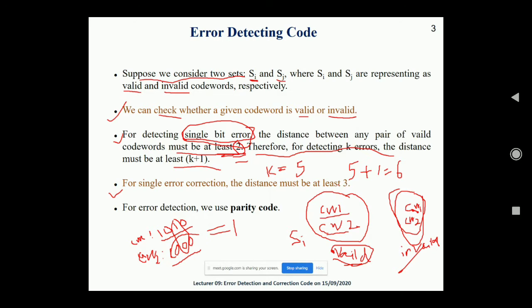See here, we are talking about detecting. How much distance is required for detecting? If there is only one bit error, we require a distance of at least 2. Based on that, if k errors are there, at least k plus 1 is required. But this is for the detecting code. When we go to error correction, for single error correction, the distance must be at least 3. Now why must it be at least 3?